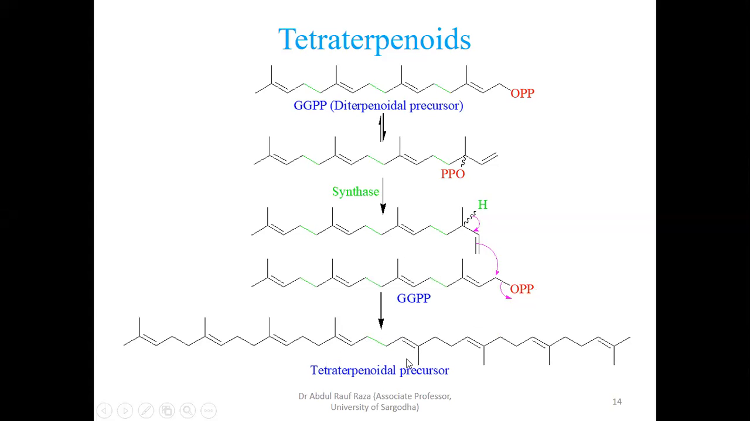Now here we have a methyl above the plane. Here we have a methyl down the plane. So you can see this is the tetraterpenoid precursor. I hope this shall be clear to everyone. Now you can see it contains 20 carbons this side and 20 carbons this side. Total how many? 40 carbons. So this is the biosynthesis of the tetraterpenoid precursor.